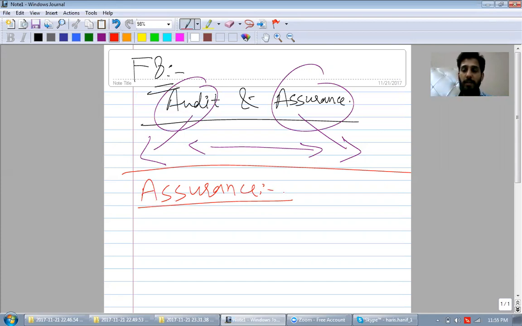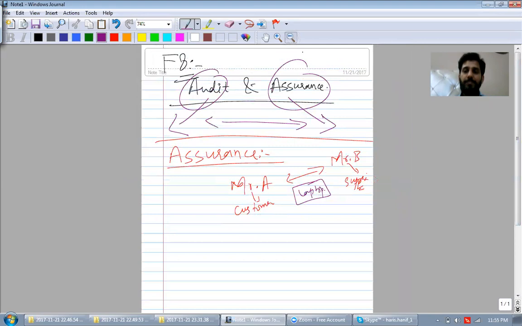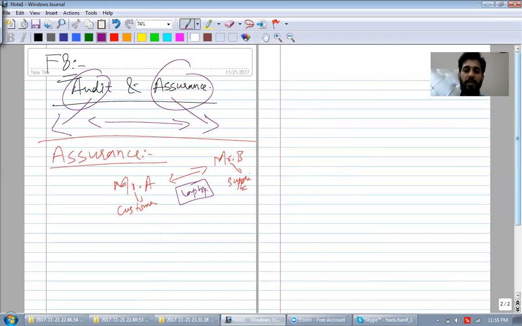For example, I'm a neutral person. Mr. A is my friend. He is purchasing from Mr. B. Mr. A is the customer and Mr. B is the supplier. And they are trading, for example, a second-hand laptop. I'm using the second-hand laptop example in order to understand the things.